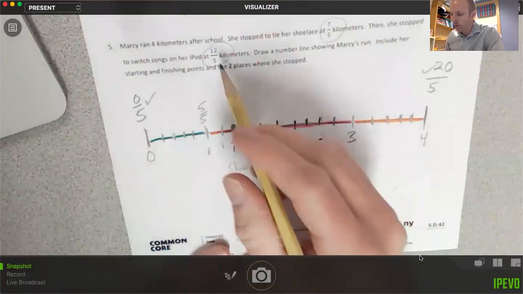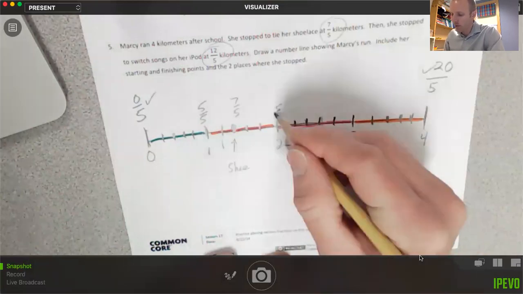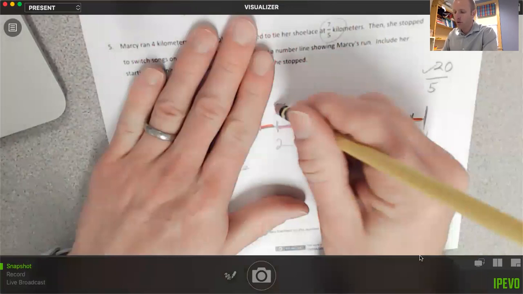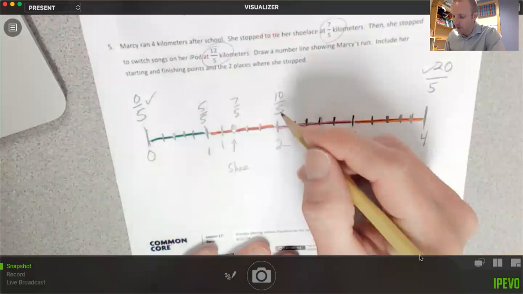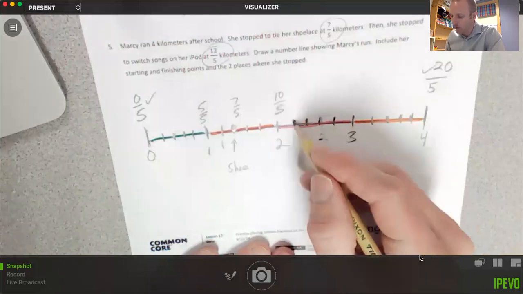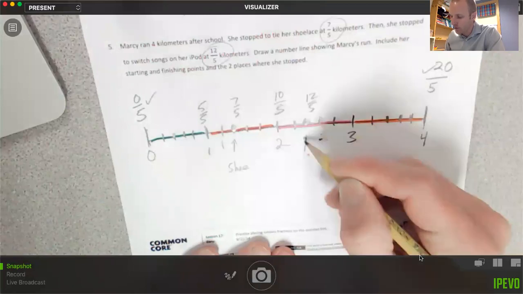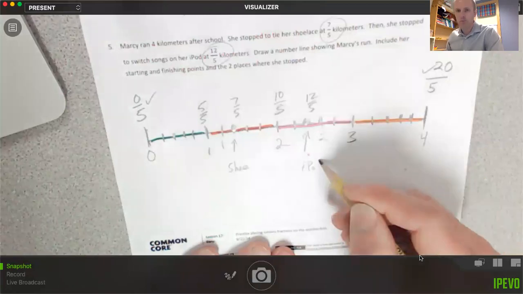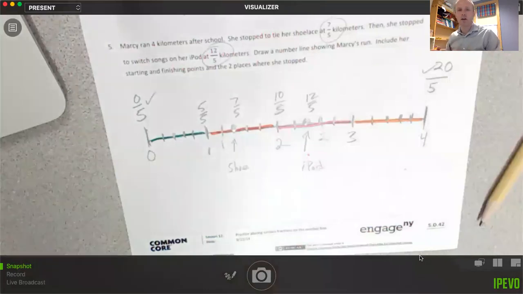And then 12/5. Okay, well, 2 times the denominator of 5 is 10/5. So then let's move on from there. 11, 12. It's right there. 12/5. And this is iPod. And that's how you go about finding points on a number line greater than 1.